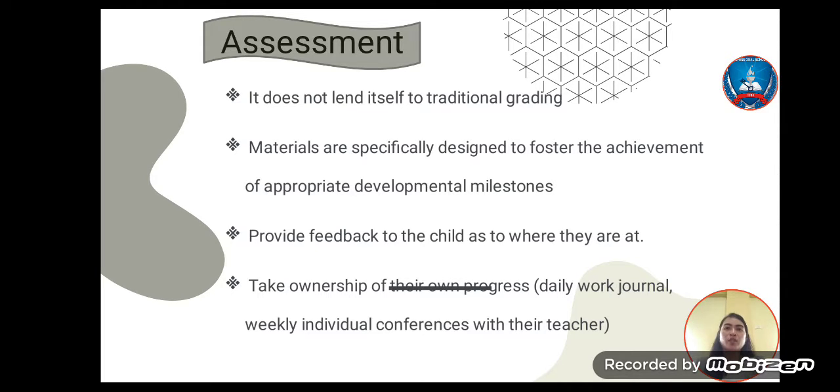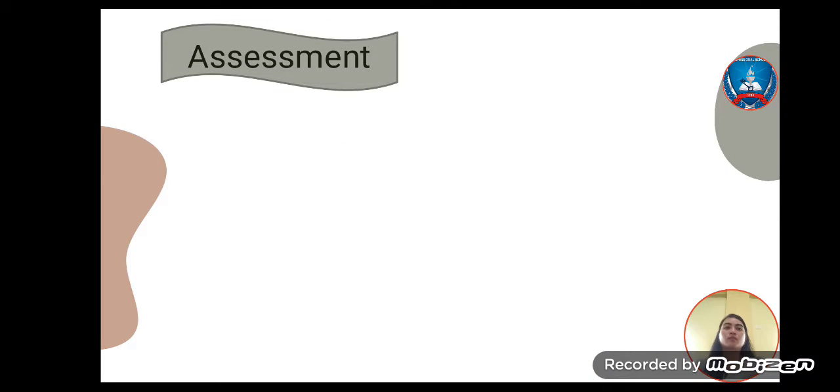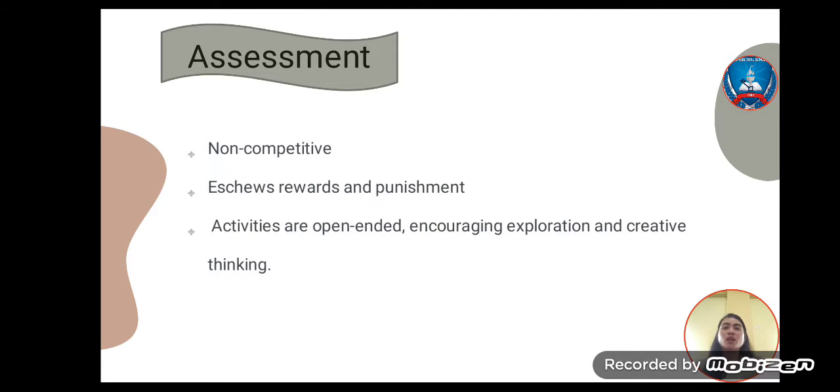Learners take ownership of their own progress, like the daily work journal and weekly individual conferences with their teacher. It is non-competitive because every child has their own pace of learning. It eschews rewards and punishment. Children are encouraged to develop intrinsic motivation in order for the learning to happen. Activities are open-ended, encouraging exploration and creative thinking, and as such do not lend themselves to grading.